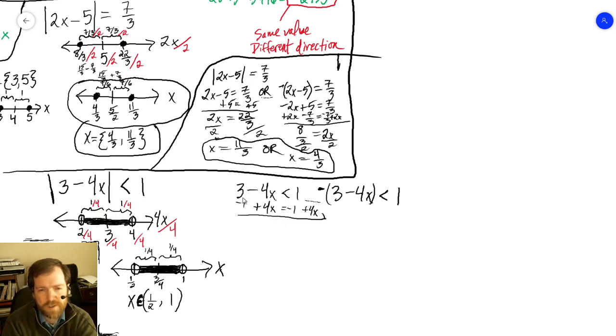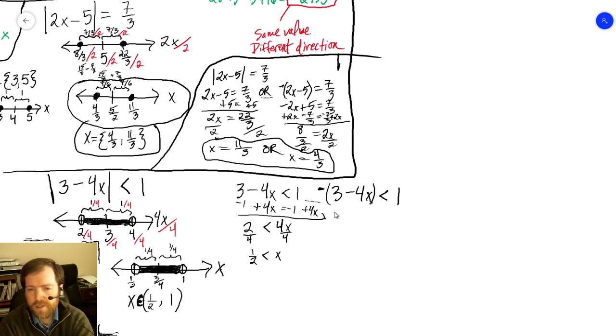This is going to show us that 3 minus 1 is 2, which is less than 4x, divided by 4, divided by 4. So this is 1/2 is less than x. Notice that I also didn't have to change the sign that's here. I just kept it exactly as it is. The only thing I'm doing is moving the variables around to make them positive. Always. Every single time. Over here, same kind of deal.